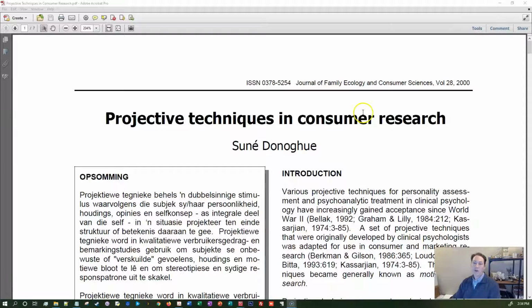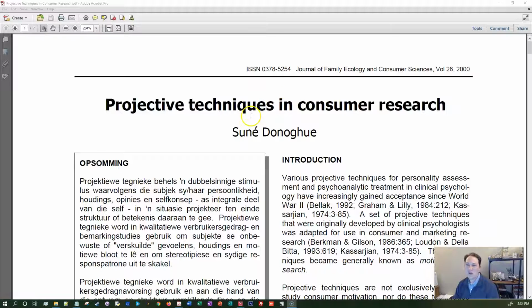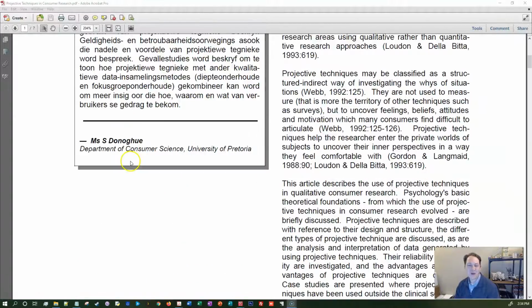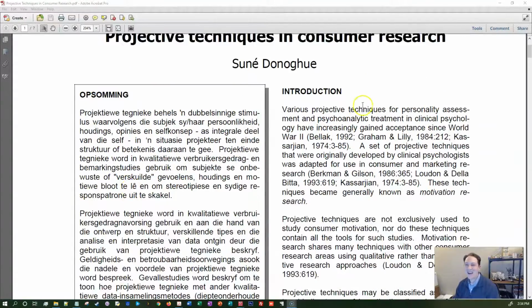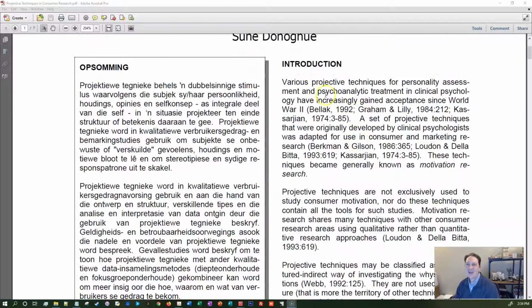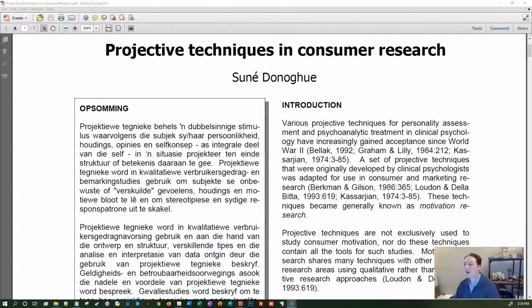Our next article is about projective techniques, and I know, you look over here on this side and you see something in a foreign language and you go, what? What is he expecting me to read here? Well, that's only on this one page, and everything else in this article is in English. This is an article where you're going to find a very thorough write-up of projective techniques.